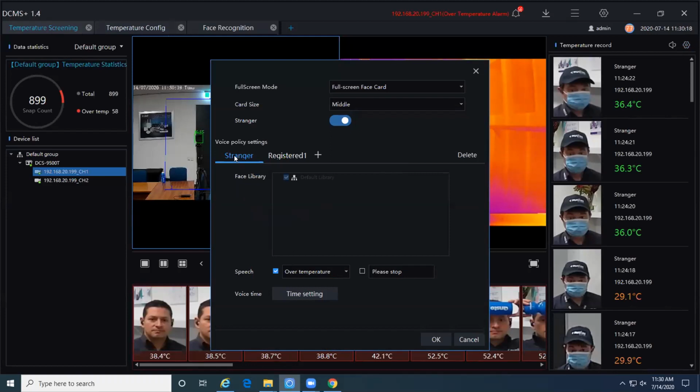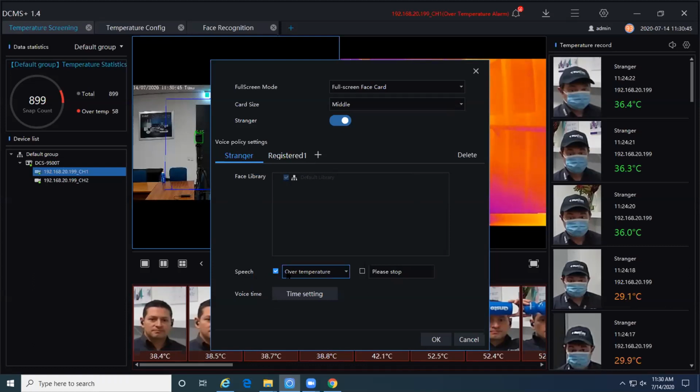There are several options in here. One is for strangers, or people who are not recognized as previously entered into the database, and also for registered people. Say, for example, you can have your staff, your members of your company, or some people whom you specifically know. For strangers, we have a speech enabled for over temperature.